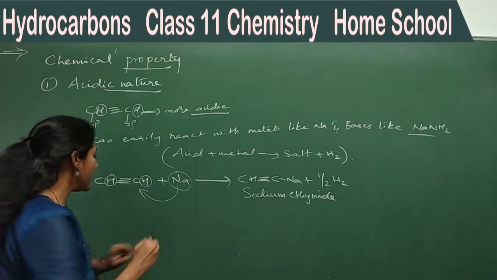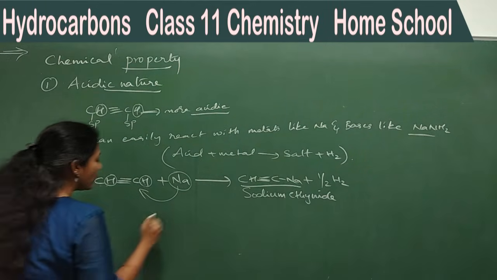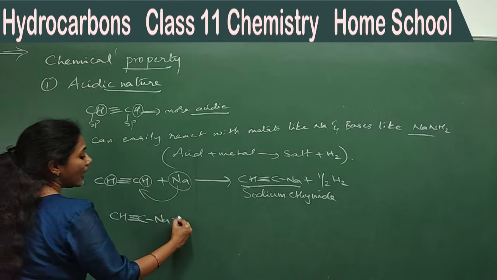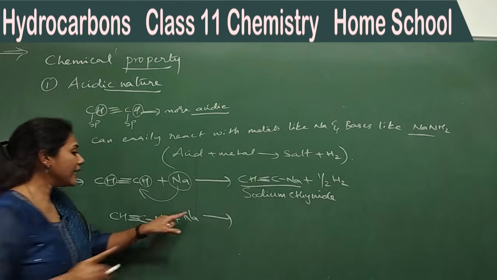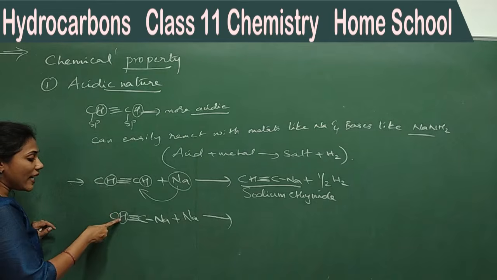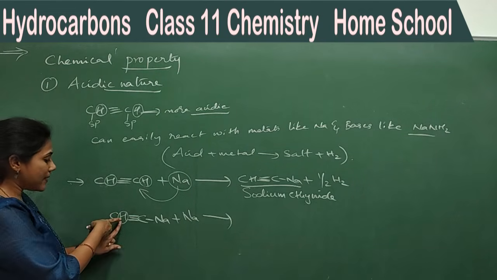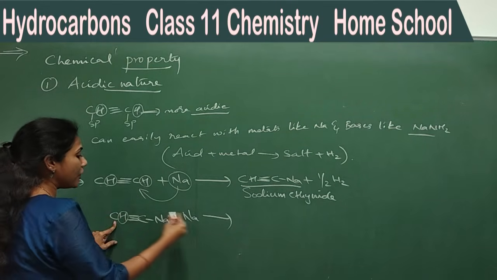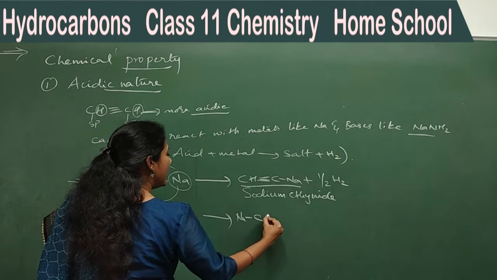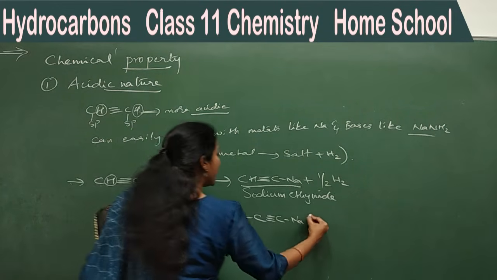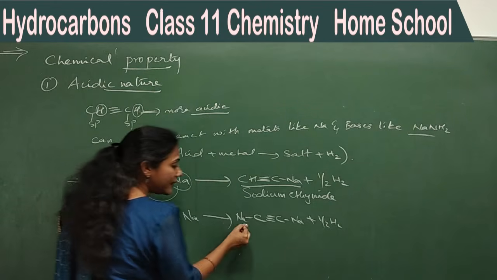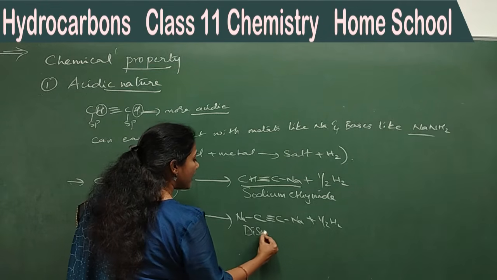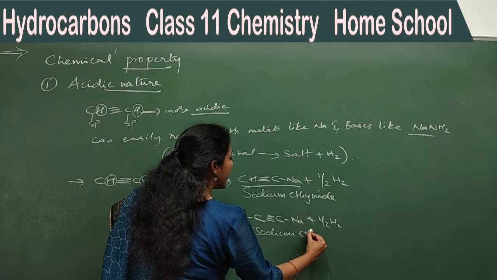And now again, I take the same salt that I got there, HC≡CNa. I treat it with one more sodium. Definitely the reaction happens because there is one more acidic hydrogen left. Even you can replace this also, right? So when you treat it with a second sodium atom, this hydrogen gets replaced and you will get NaC≡CNa plus half H2. So you call this disodium ethynide.